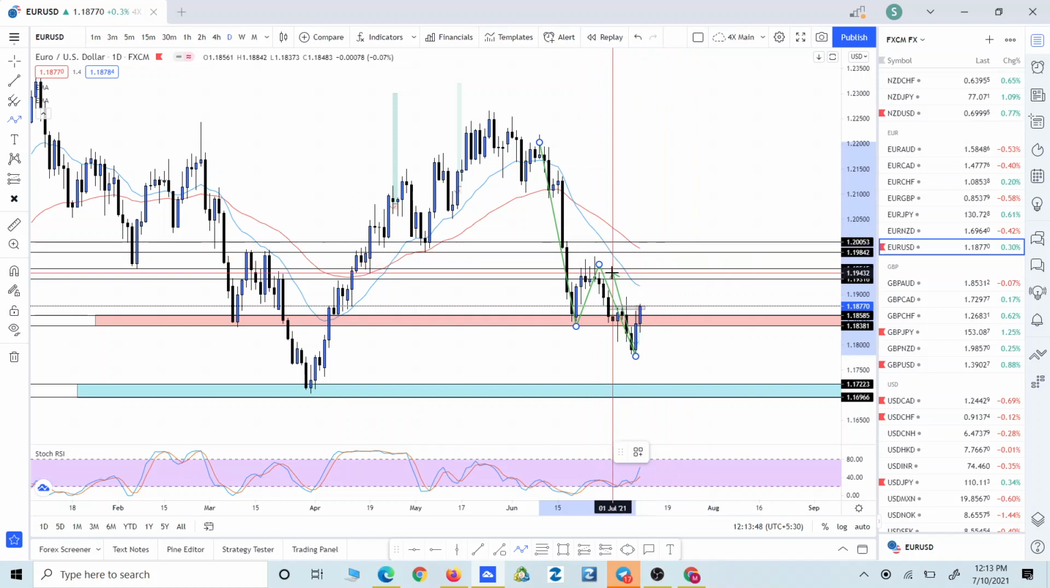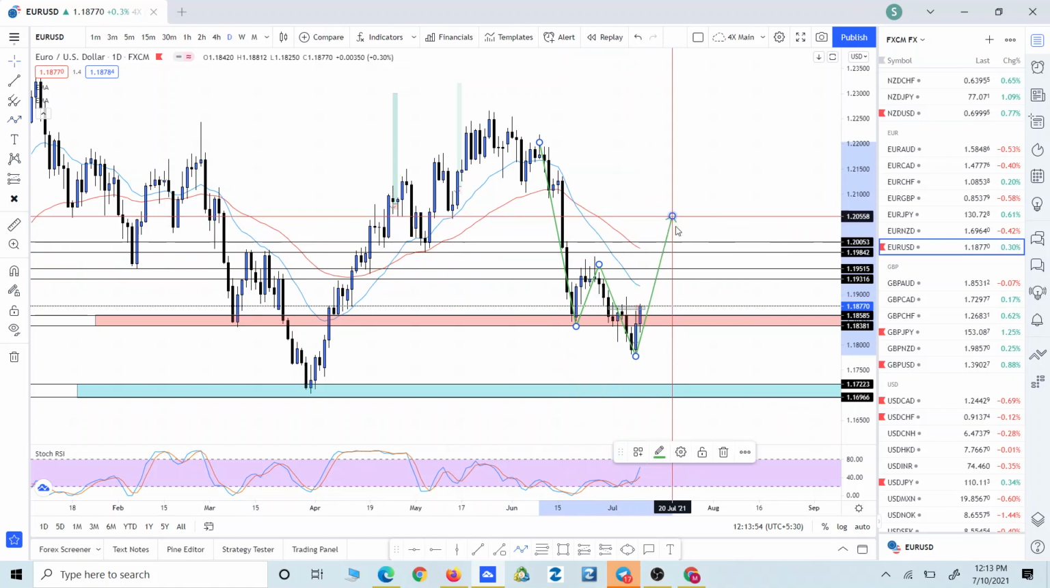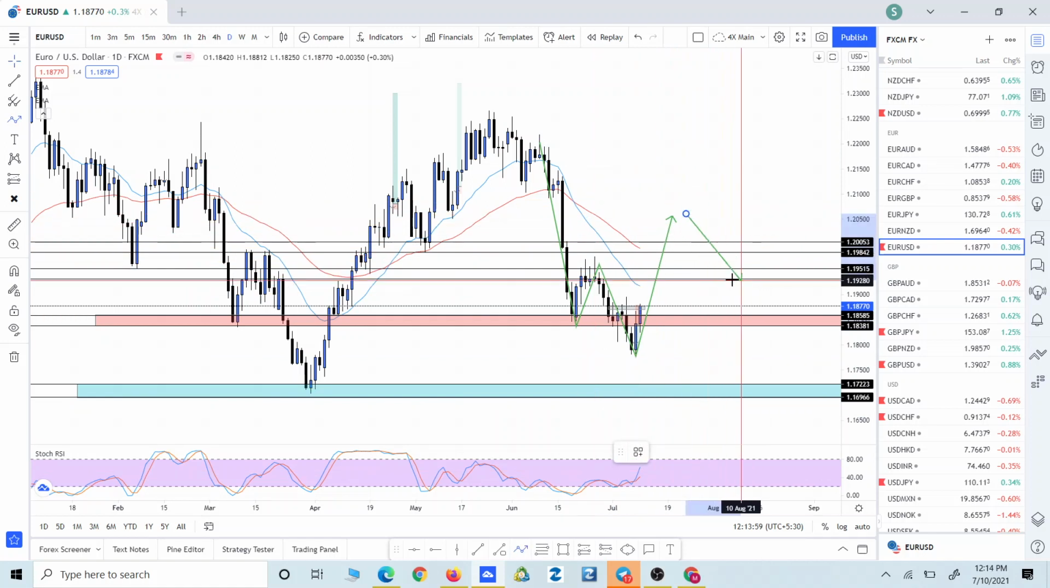If price breaks above this previous high, we will shift our bias to bullish, and we will be waiting for any kind of retracement back into this resistance turn support zone, and looking for any kind of bullish entry to go long. So that was the analysis on EURUSD.